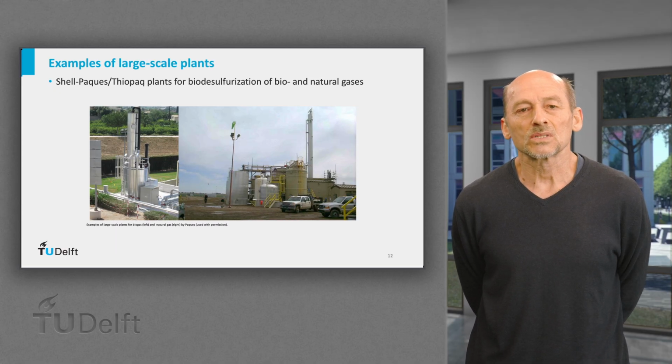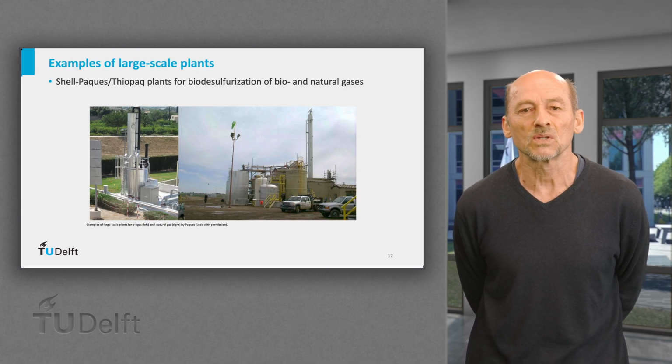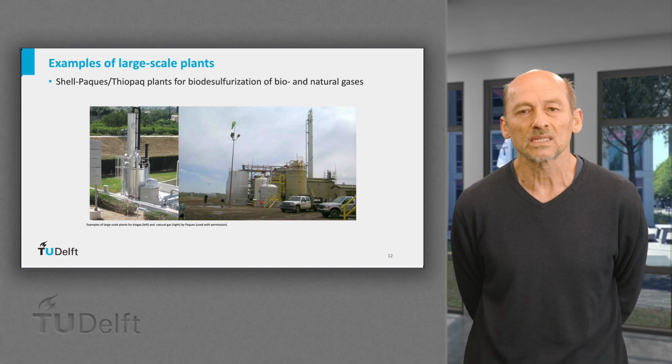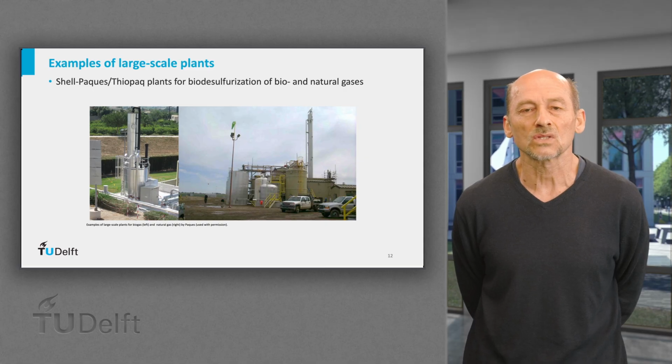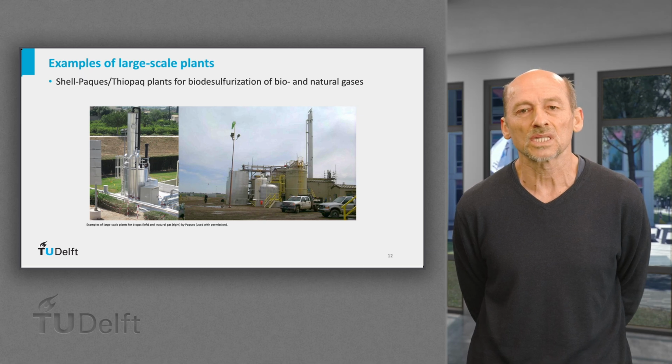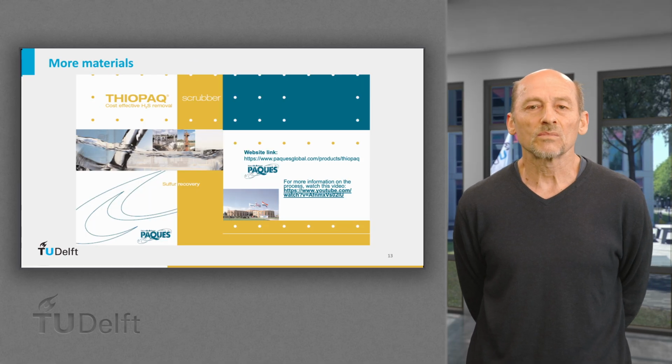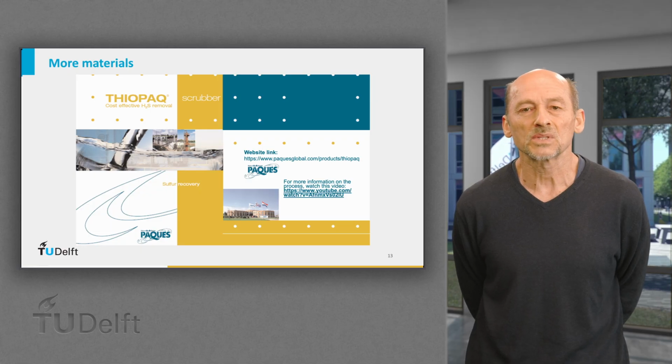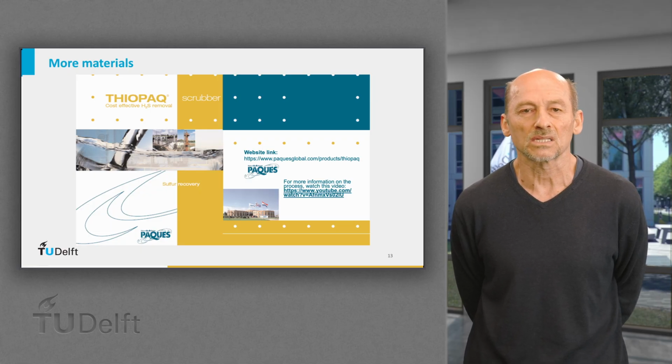This slide shows examples of the large-scale THIOPAQ biogas and PAQELL natural gas biodesulfurization installations. Currently, more than 200 such units have been built worldwide, signifying that this biotechnology is robust, cost-effective, relatively easy to transfer, and successfully competing with the existing chemical desulfurization technologies in the sector of biogas and natural gas desulfurization. More information about this biotechnology, including a nice cartoon of the THIOPAQ process, can be obtained on the PAQUES BV website in the section Gas Desulfurization.